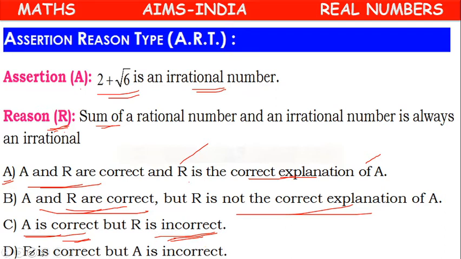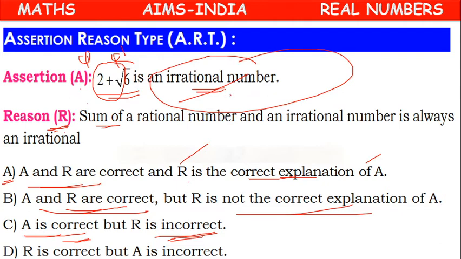So what is the question here? 2 plus root 6 is an irrational number. Correct, because 2 is a rational number and root 6 is an irrational number. The combination of both is always an irrational number. Sum of a rational number and an irrational number is always irrational. The reason is correct. The statement is correct. So A option is the correct answer. Both are correct and the reason is the correct explanation of A.